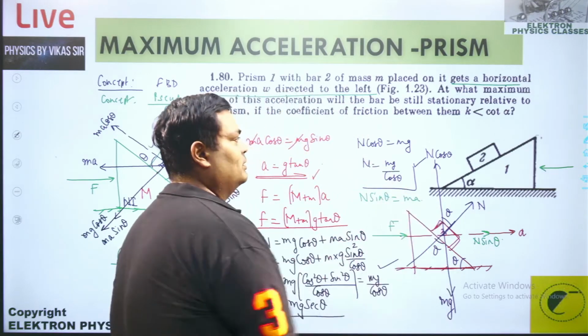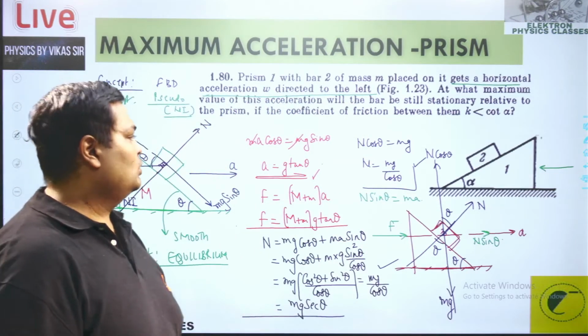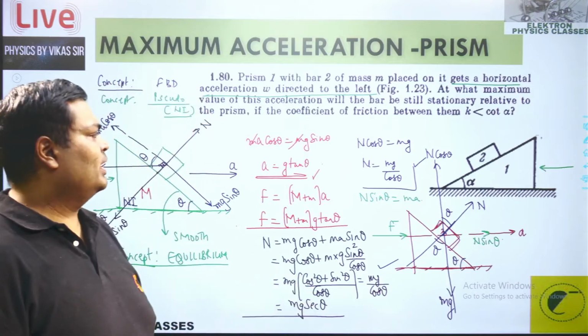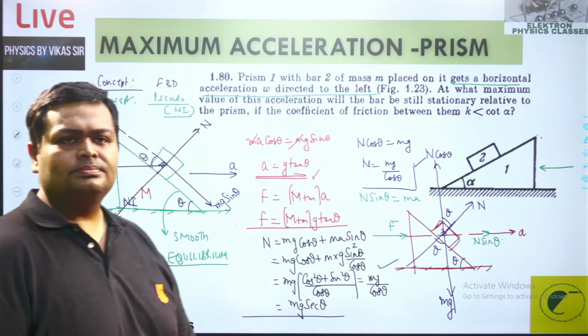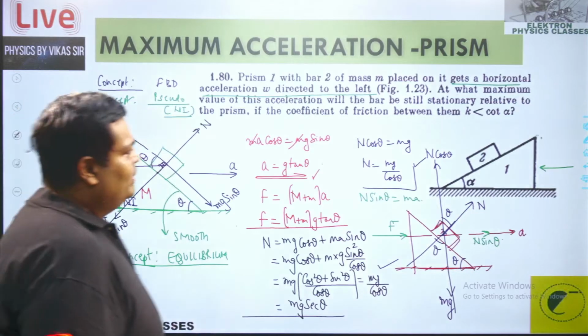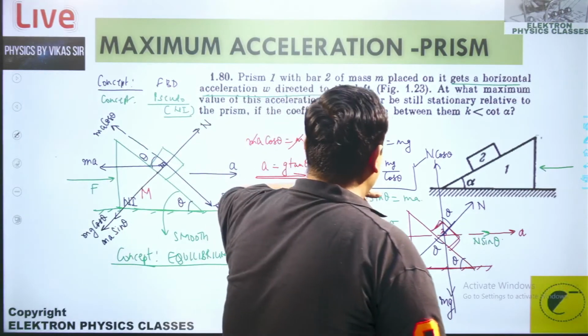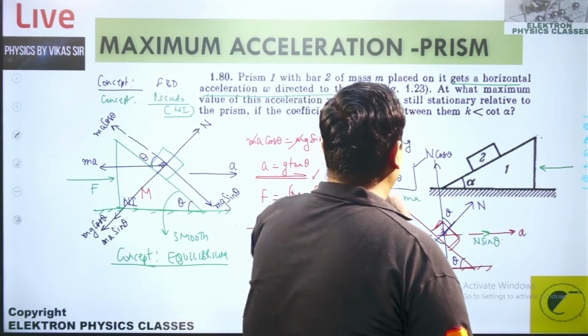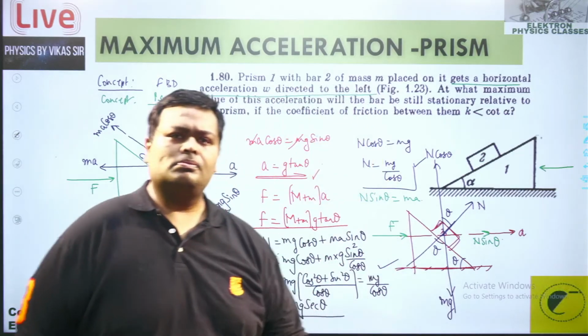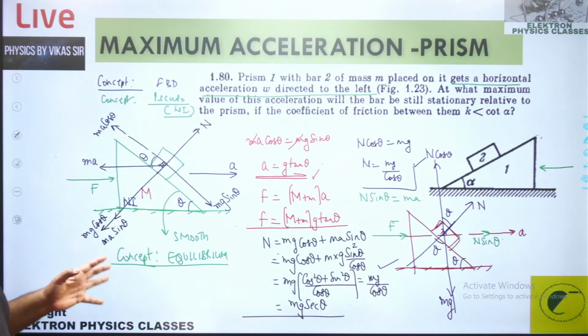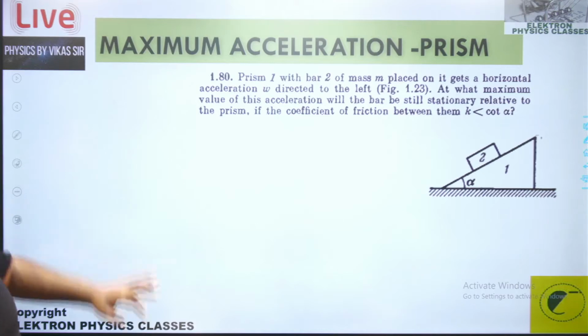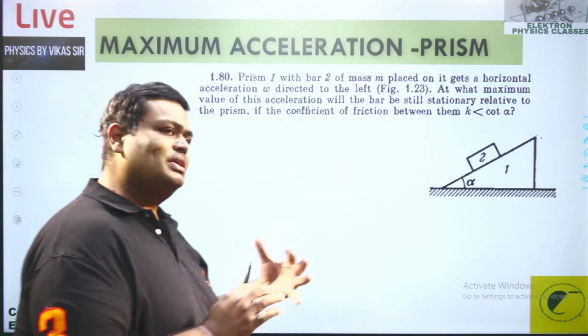So you get two equations. And can you solve it from there? I think you can. On dividing this, we are getting sin theta by cos theta, tan theta equal to a by g. And you get the solution. This is without friction. And now enters the friction in this scenario.